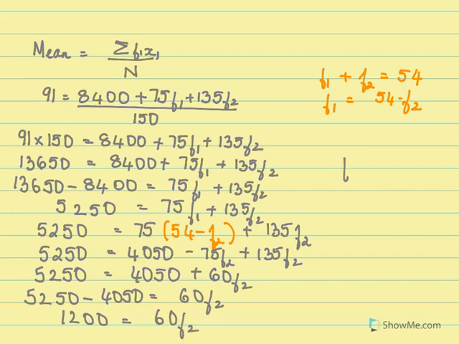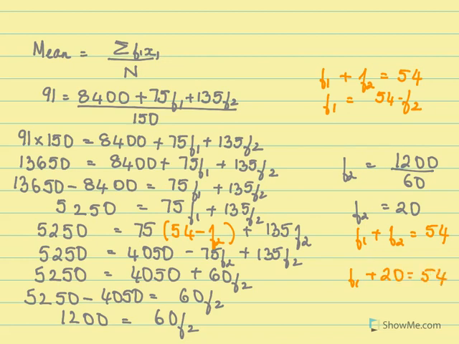Let me go ahead here. So your F2 will be equal to 1200 over 60. So F2 works out to be 20. Now to find your F1, we put in the equation F1 plus F2 equal to 54. We know already that our F2 is 20, so our F1 will work out to be 54 minus 20. F1 is 34.